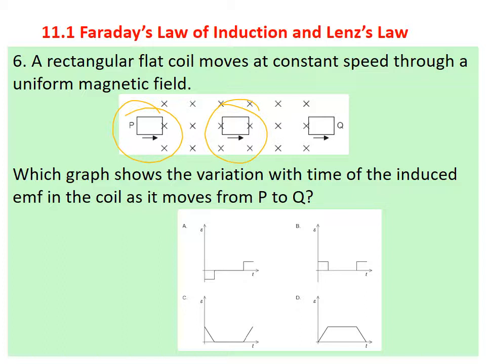I'm sorry, the magnetic flux isn't changing. Because of that, there should be no induced EMF in the middle. And then as the coil is leaving position Q over here, the magnetic flux is decreasing, and an EMF is going to be induced in the coil to try to strengthen or increase the magnetic flux.